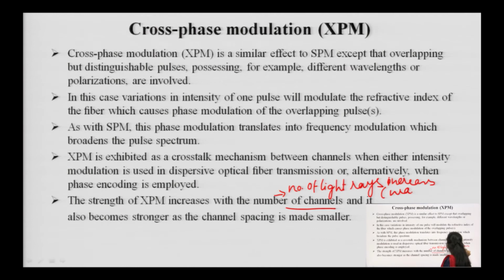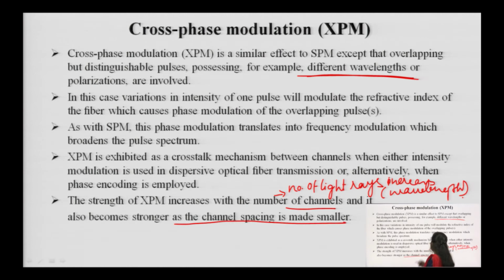Wavelength. Then only the number of channels increases. And if the number of wavelengths increases, different wavelengths and polarization are involved. So, if we keep on increasing the number of light rays of different wavelength, then of course this cross phase modulation increases and becomes stronger as the channel spacing is made smaller.